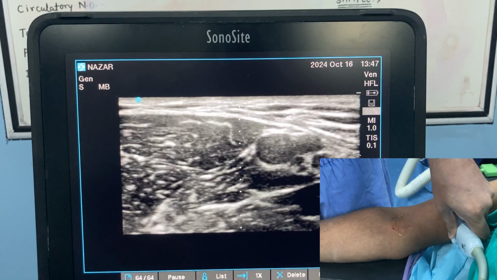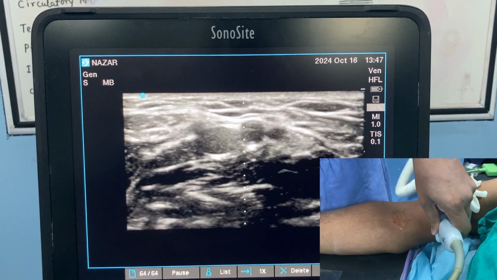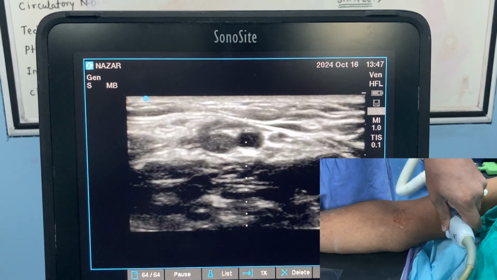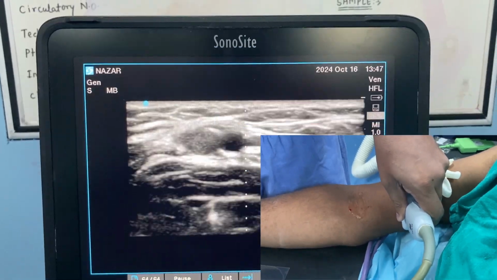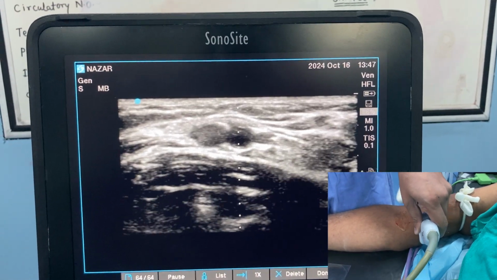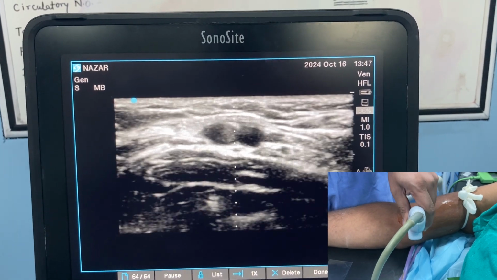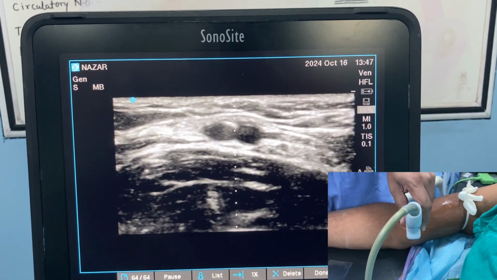Now I am going to scan the brachial artery till the cubital fossa. Okay, till the cubital fossa. Okay, here.